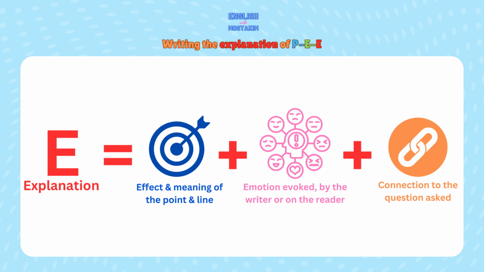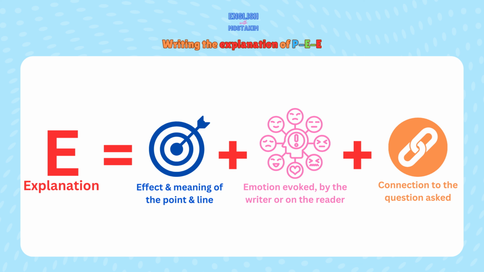So in this equation, to write the explanation, firstly we will explain the effect and meaning of the point or the line that we have identified from the text. We can identify a figure of speech or parts of speech or anything from a range of other things that can help us to realize how the writer has made his point or conveyed his story. So in the first part of the explanation, we will write down the effect and meaning of the figure of speech or the line that was identified by us.